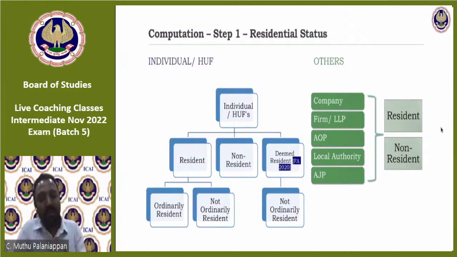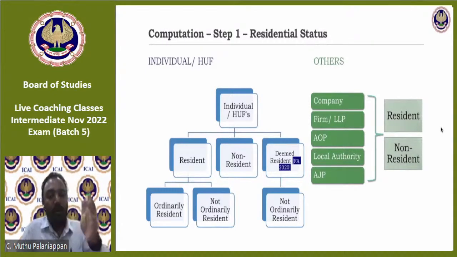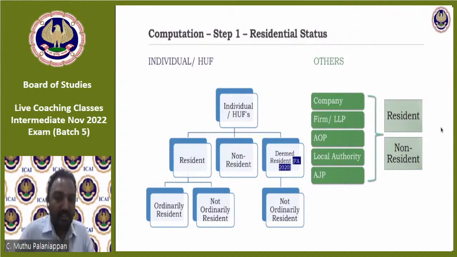And for everyone else, there are only 2, resident and non-resident. There is no ordinary, not ordinary classification for other persons other than individuals and HUF. In fact, this deemed resident is only for individuals. It's not even for HUF. So for HUF, it's only 3: resident ordinary, resident not ordinary, and non-resident. So that's what it is about.